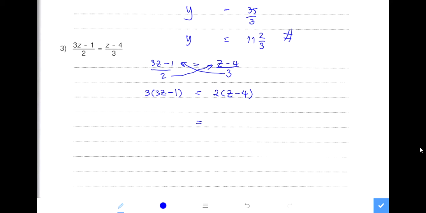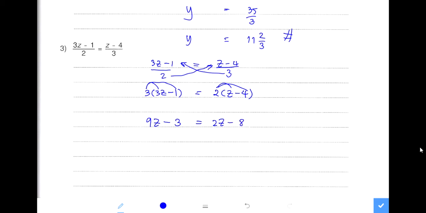Then you have to distribute. The 3 in front multiplies inside the brackets. 3 times z is 3z, and 3 times minus 1 is minus 3. On this side, 2 times z is 2z, and then 2 times 4 is 8, and it's a negative.